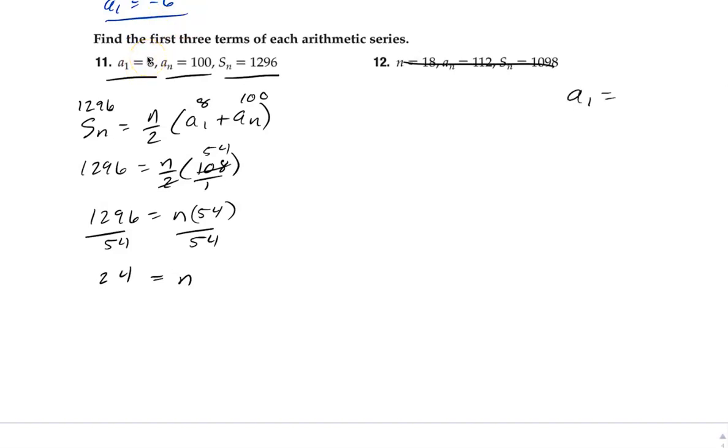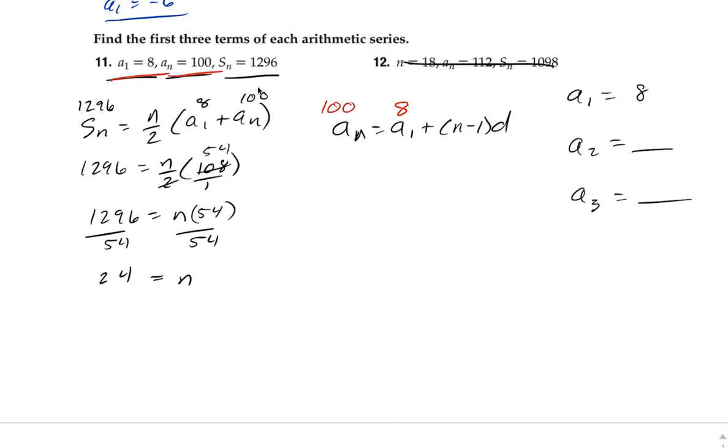I have the first term is 8. The second term I'm looking for. The third term I'm looking for. Well, why did I do that? Because n helps me figure out what the common difference is, which I do not have. So how do I find the common difference? Well, it's missing. So we write down the original formula. Every time something's missing, we go back to that formula. And then we write down what we do know. a1 is 8. an is 100. That's this guy. n is 24. And now we can find the common difference.